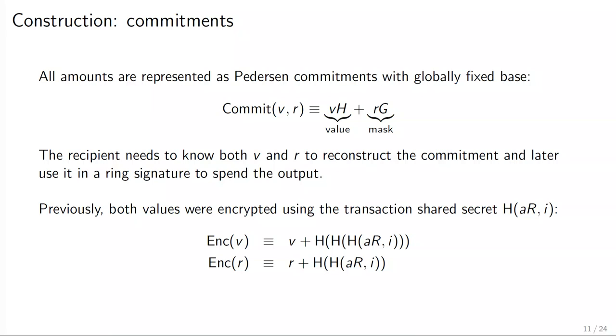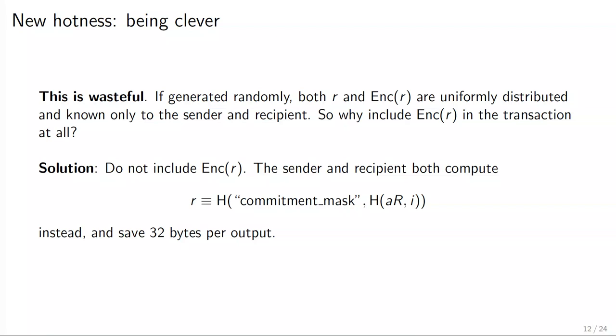So the idea is that if you are neither the sender nor the recipient, you cannot generate that kind of offset, and you cannot reconstruct those amounts. If you are the recipient, you can just do a simple subtraction and undo this, and then know what the value and mask are, and then you can do whatever you want with your funds. So not bad. But the new hotness for this is called being clever.